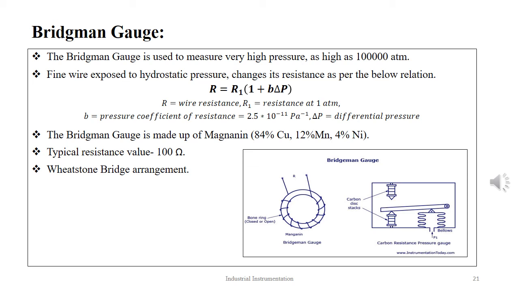The wires are generally made up of manganin, that is 84% copper, 12% manganese and 4% nickel. The typical resistance value of a normal length wire used in the Bridgman gauge is 100 ohm. A simple Wheatstone bridge arrangement is used in order to determine the pressure.